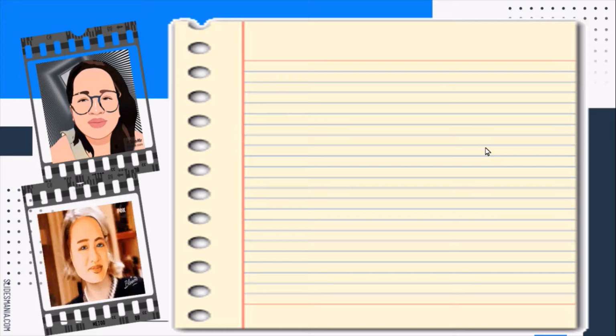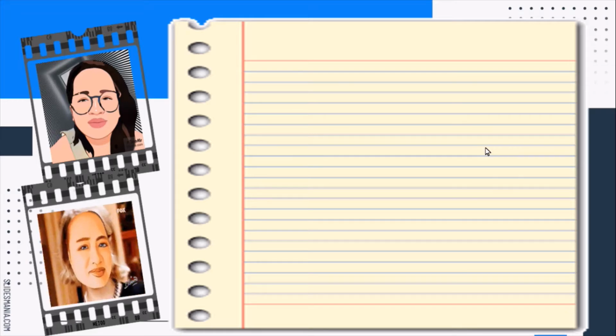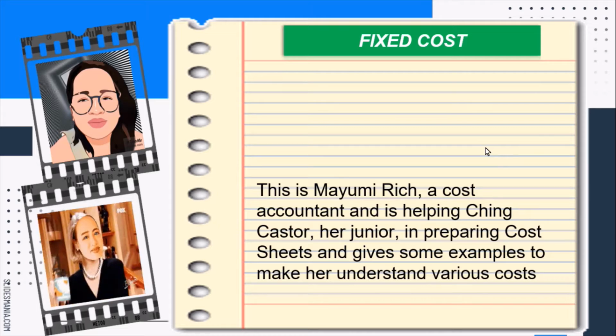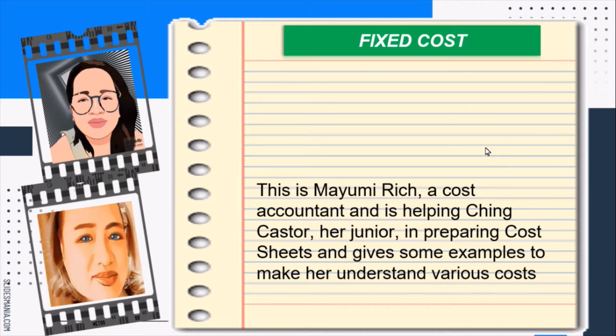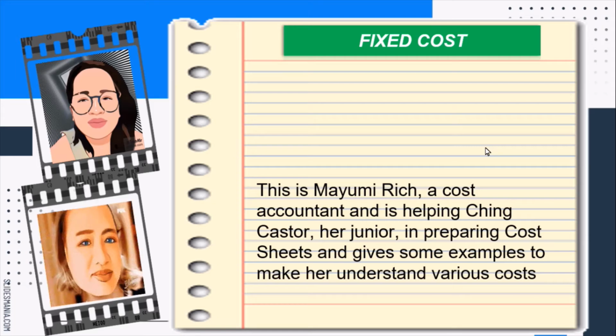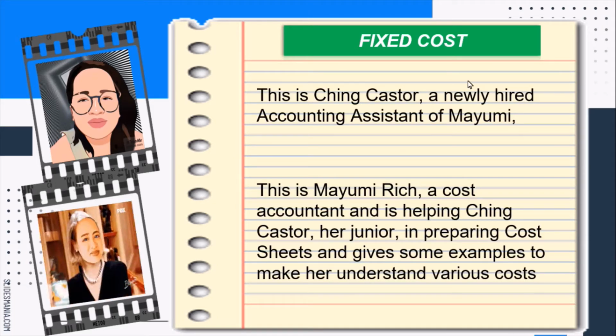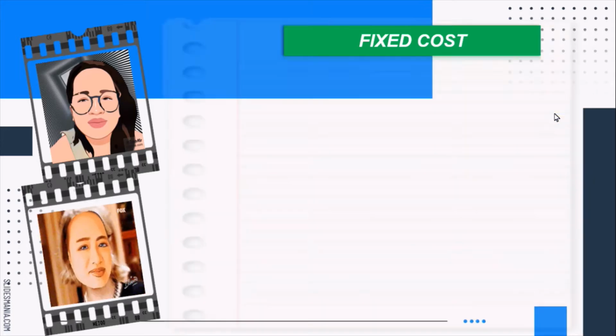Let's start the discussion with the fixed cost. So this is Mayumi Rich, a cost accountant, who is helping Ching Castor Jr. in preparing a cost sheet and giving some examples to make her understand various costs. So this is Ching Castor, the hired accounting assistant of Mayumi.